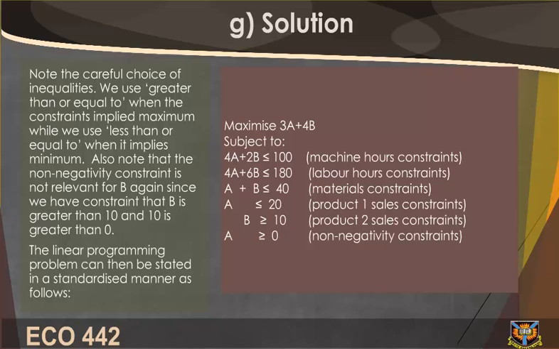The linear programming problem can then be stated in a standardized manner as follows. Maximize 3A plus 4B subject to 4A plus 2B less than or equal to 100, machine hours constraint; 4A plus 6B less than or equal to 180, labor hours constraint; A plus B less than or equal to 40, materials constraint; A less than or equal to 20, product 1 sales constraint; B greater than or equal to 10, product 2 sales constraint; A greater than or equal to 0, non-negativity constraint.